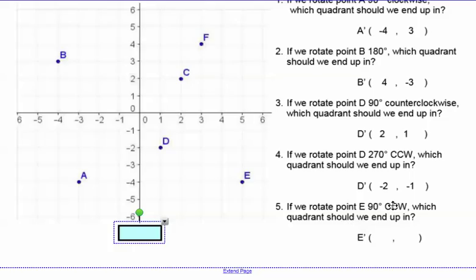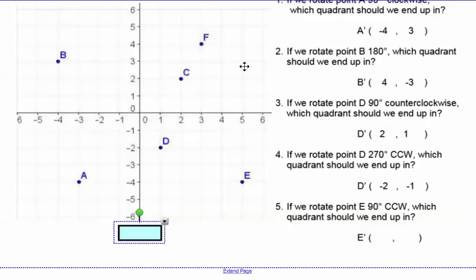Let's look at the last problem. Now we're focused on point E. All right, and we're doing 90 counterclockwise. So 90 to the left. So looking at point E, we're going to go to the left. Okay, usually I have the easiest time thinking clockwise. I think of my clock. Here's my 12, 1, 2, 3, and you go with the clock, right? So counterclockwise, I go against it. So I'm going to end up here.